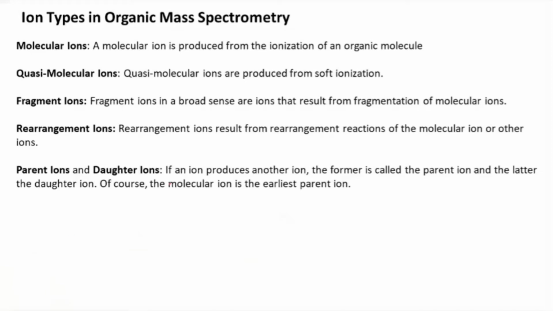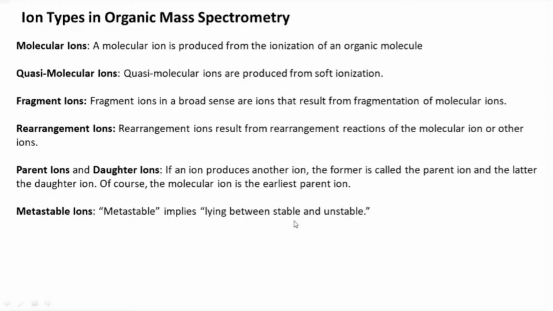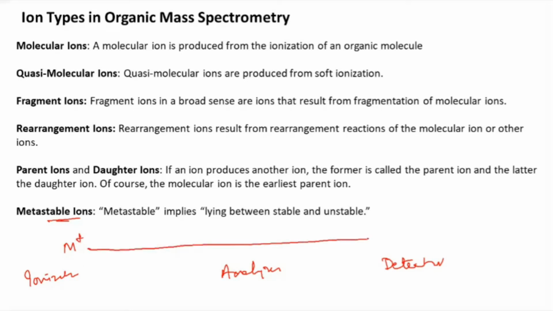The next one is metastable ions. Metastable ions means lying between stable and unstable. This is a very interesting ion segment, where, let's say in case of mass spec, we all know that there will be an ionization chamber, an analyzer, and a detector. So the M plus ion has to travel from here to here to be detected.